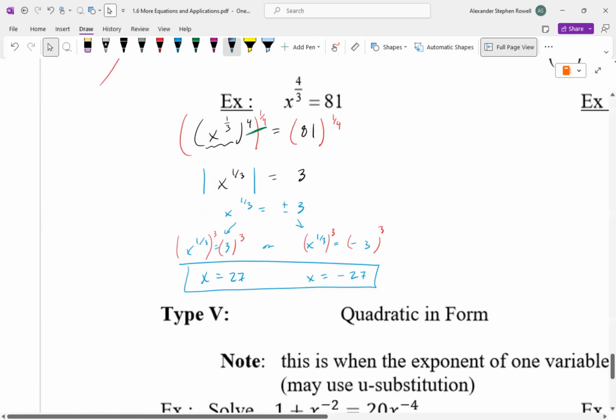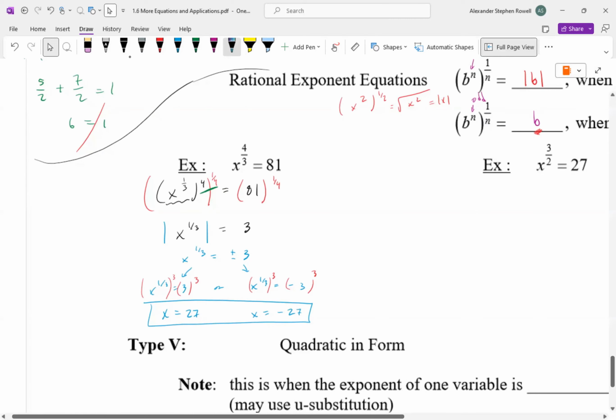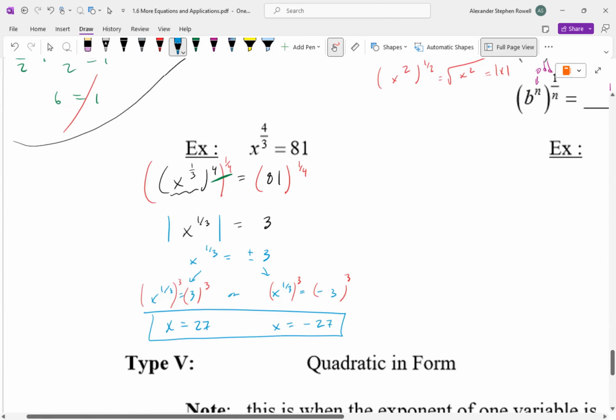Any questions about this? Yes. Is there a way to check it? Yeah. Let me do this off to the side. 27 to the 4/3 power. Plug it into your calculator. Or we have two options. You can take 27 and raise it to the 4th power. Can you plug that in your calculator? What do you get? 27 to the 4th? It's really a big number, right?